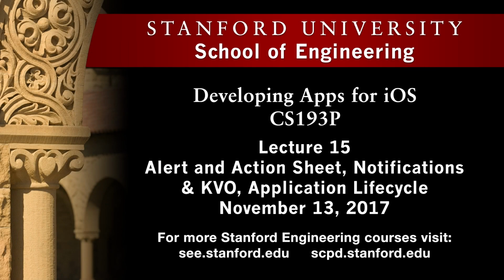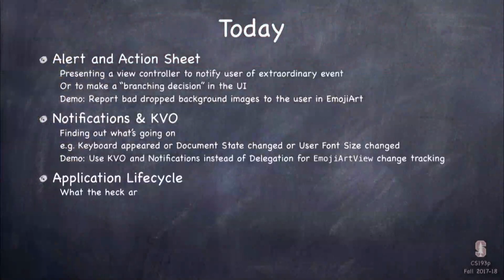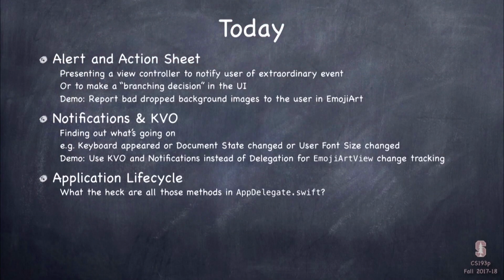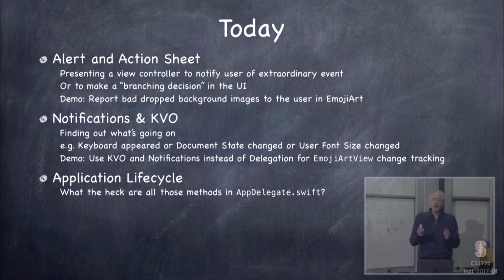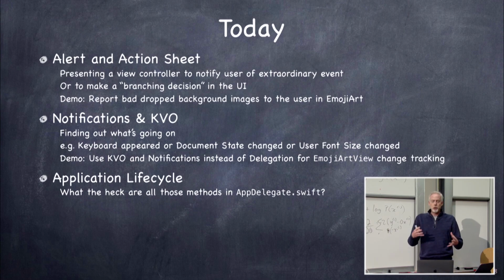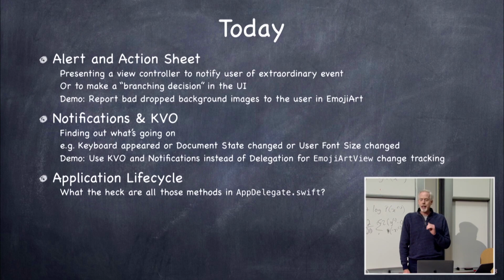Okay, well, welcome to Stanford CS 193P Fall of 2017 and 18's lecture number 15. And today we have three topics for you. One is alerts and action sheets. That's a way of notifying the user when an extraordinary event happens, or to help your user make a branching decision where to go now in the app, where there's two or three choices of where they can go. Second thing we're going to talk about is notifications and KVO.